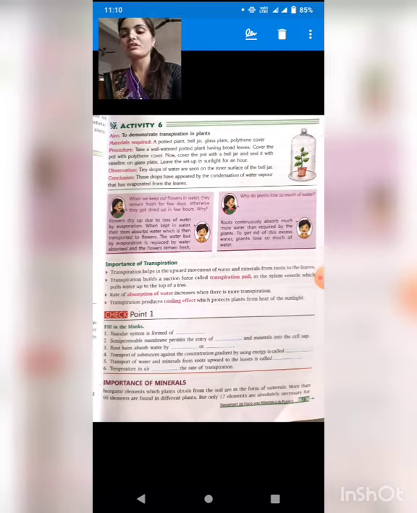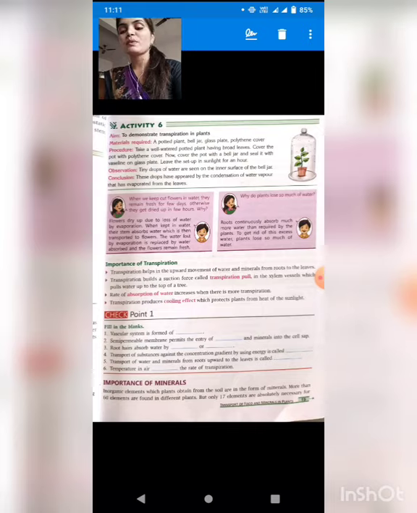The first importance is that transpiration helps in the upward movement of water and minerals from the root to the leaves. So one more importance of transpiration students, we are going to see from this topic, is that it helps in the movement of water and minerals in the upward direction, because from the leaves the water is getting lost and the upward conduction of water and minerals takes place.